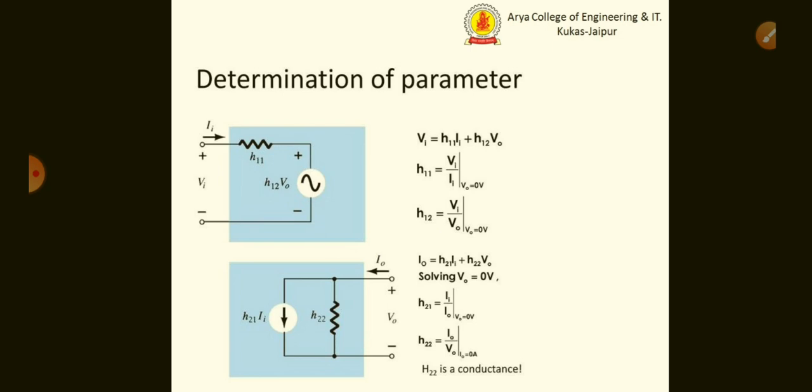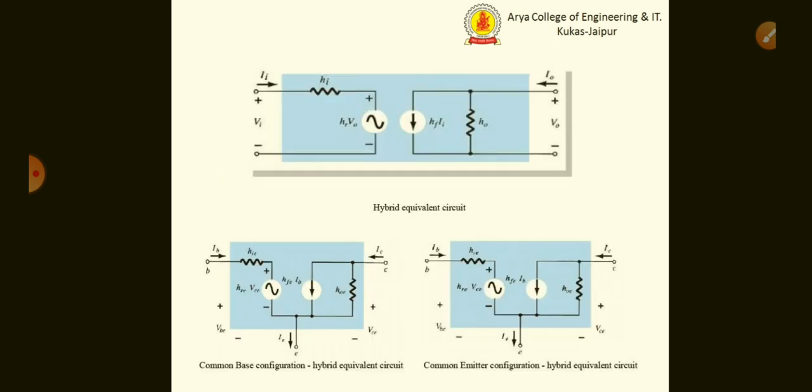This is how we can determine the H parameter models. The hybrid equivalent circuit models for different configurations such as common base and common emitter can be drawn by keeping the base common for common base, and the emitter common for common emitter.